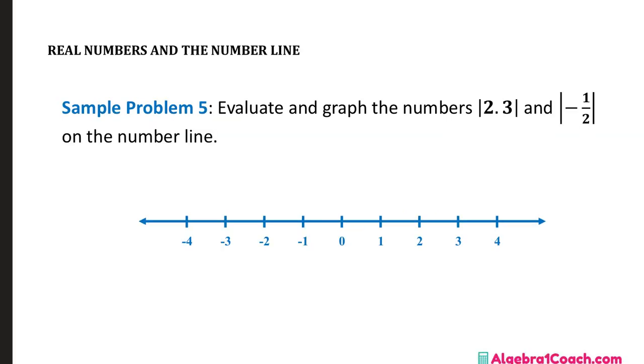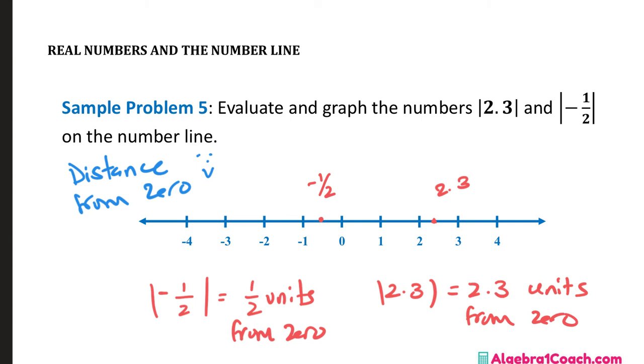For this problem, go ahead and evaluate and graph the numbers, the absolute value of 2.3 and the absolute value of -1/2 on the number line. And let's come back and compare. So the absolute value of -1/2, the distance from 0 is going to be 1/2 units away from 0. And how about 2.3, the absolute value of 2.3? Well, it's 2.3 units from 0. This was a quick review of absolute values, and we will be learning more about them in the future here.